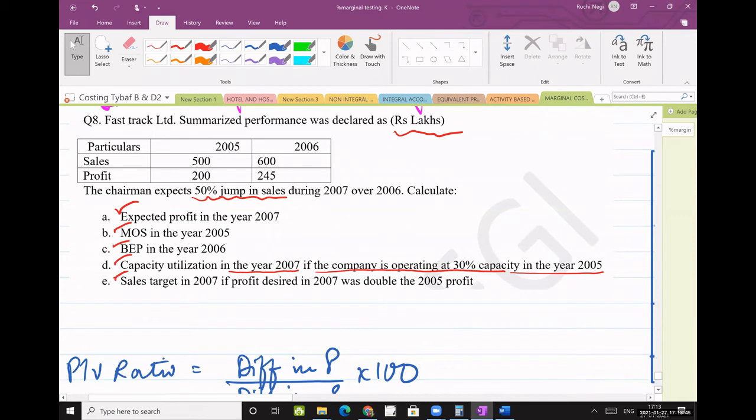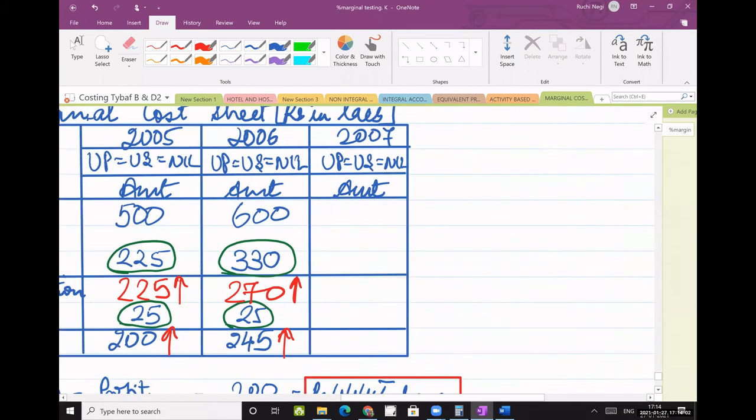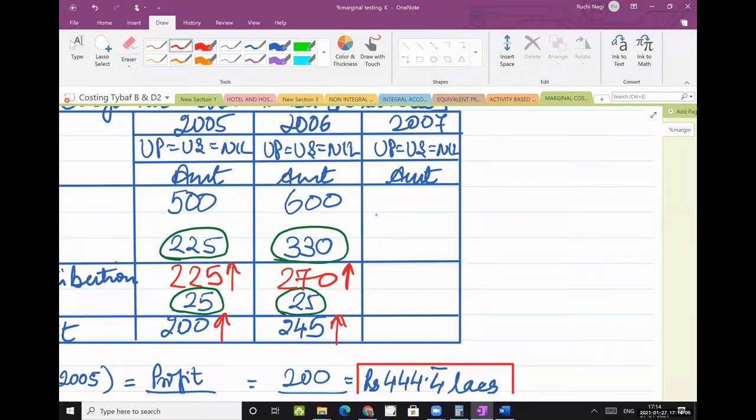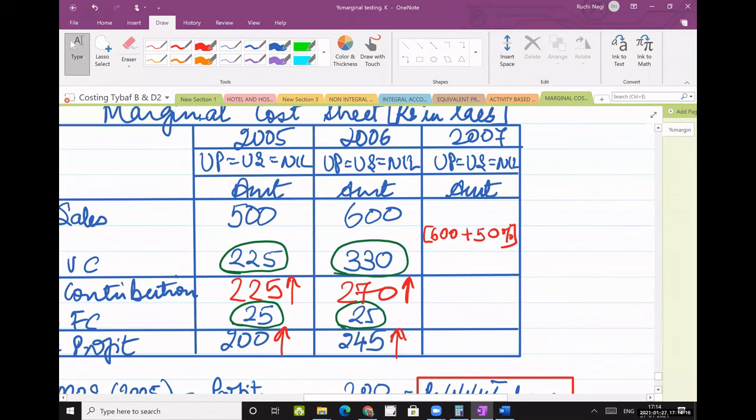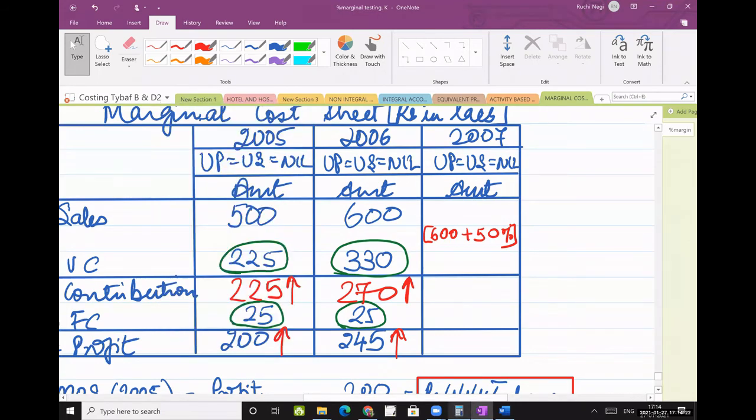Now see what the question is saying. In 2007, there will be a 50% jump in the sales over the 2006 sales. So this information is there with us. What is your sales in 2006? 600. If it rises by 50%, you will get the sales of 2007. It is given in the question. So 600 plus 50% means the sales is going to be 900.